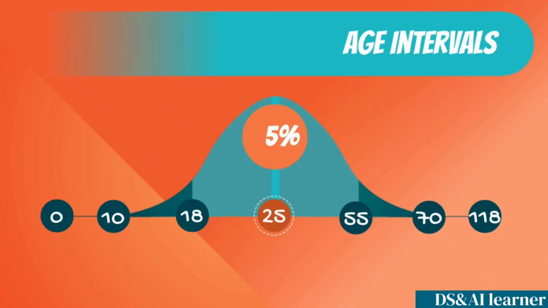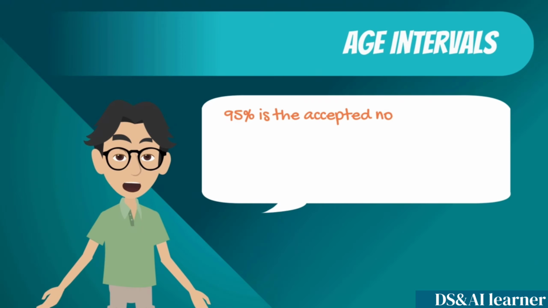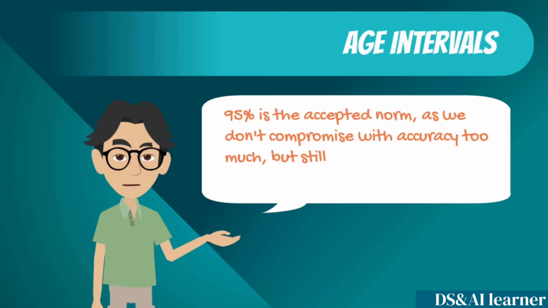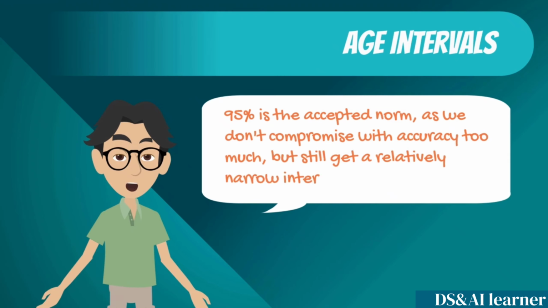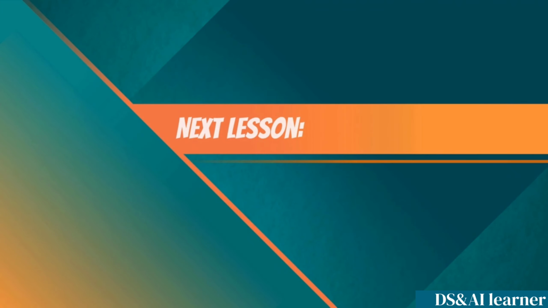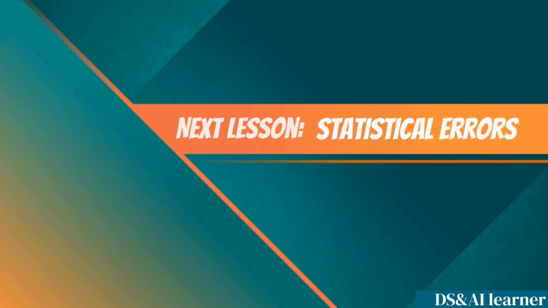There is always a trade-off which depends on the problem at hand. 95% is the accepted norm, as we don't compromise with accuracy too much, but still get a relatively narrow interval. Great! After this short clarification, let's carry on with more statistical problems.